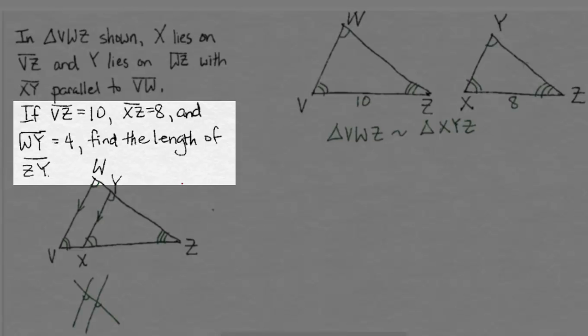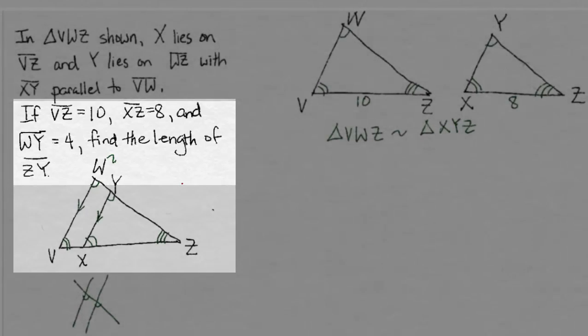But then they give us another piece of information which is kind of odd at first. It says that WY is equal to 4. Well, WY is just this little piece right here. And they don't actually tell us the length of YZ. In fact, that's what we're looking for. So I'm going to label that as lowercase x.